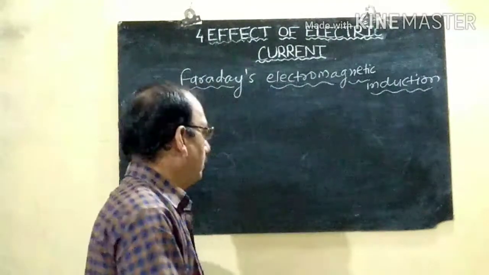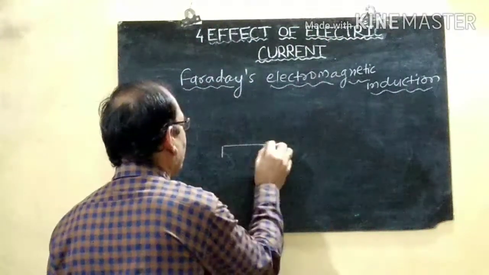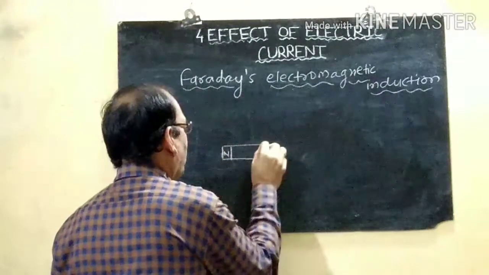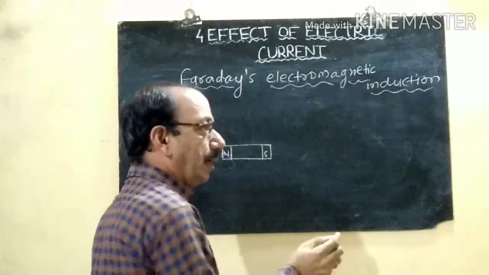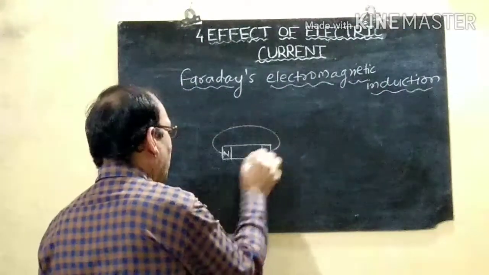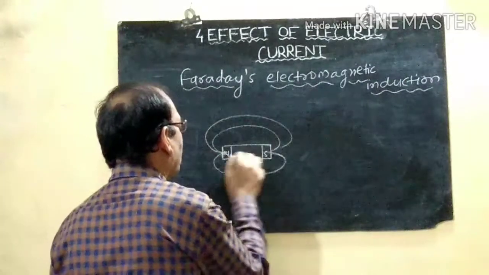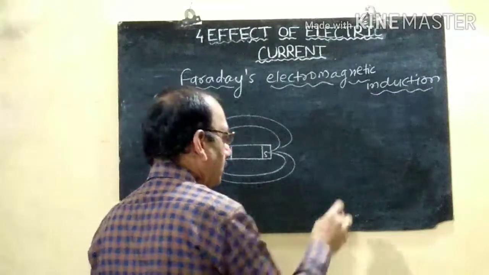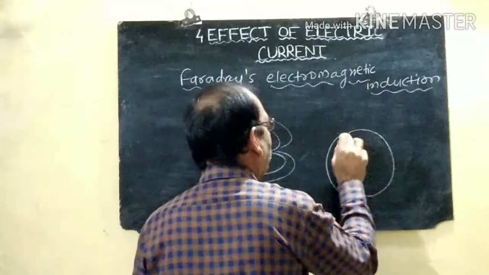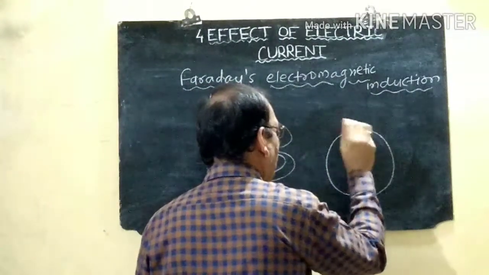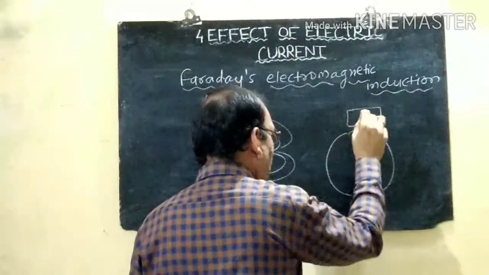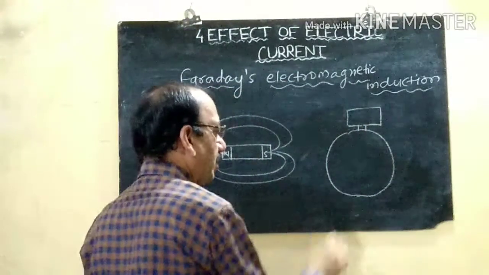Suppose this is a bar magnet. You already learned about the properties of the bar magnet. This bar magnet has its magnetic field. Take a coil and connect a galvanometer to this coil. This galvanometer detects the presence of current in this coil.